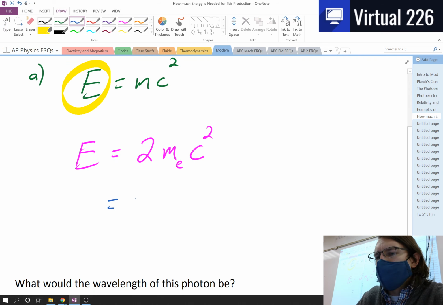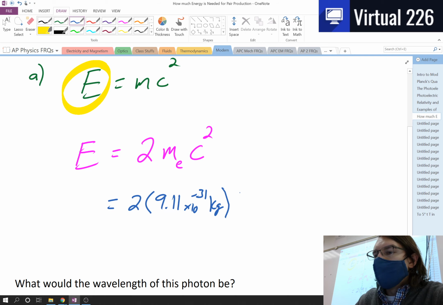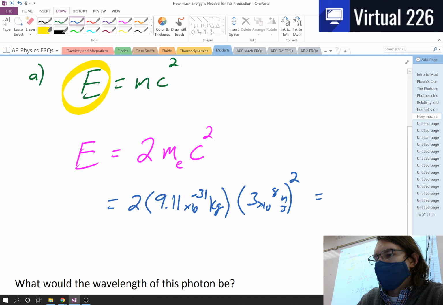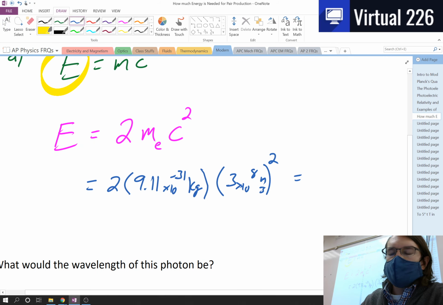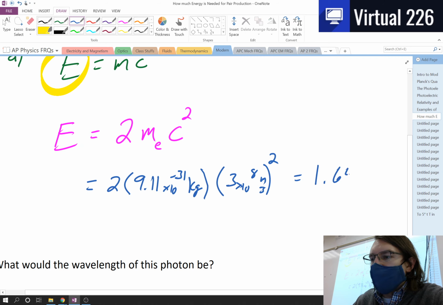And if we plug in values, we're going to get 2 times the mass of the electron, which is 9.11 times 10 to the negative 31st kilos, very, very small, multiplied by the speed of light, which we'll approximate as 3 times 10 to the 8th meters per second, squared. When we multiply all this together, make sure you square your speed of light. When you square that, that should give you 9 times 10 to the 16th. And then you multiply it by the 9.11 times 10 to the minus 31, multiply by 2. You should get 1.64 times 10 to the minus 13 joules.